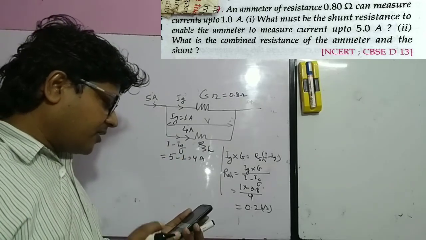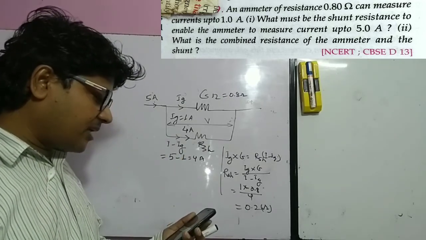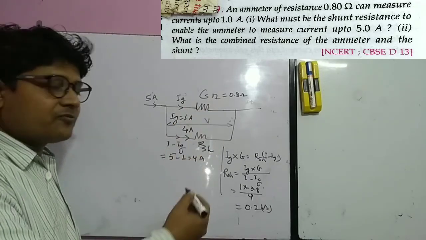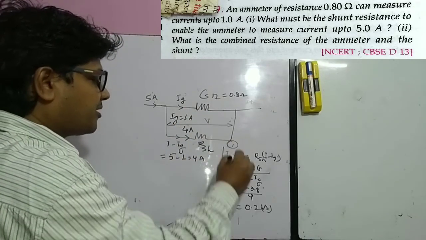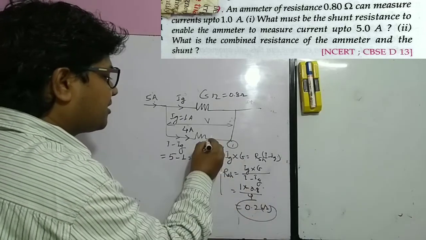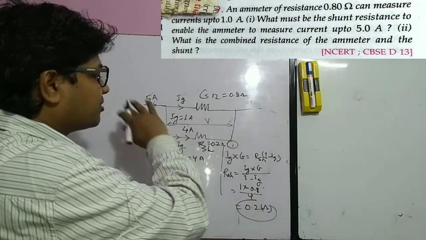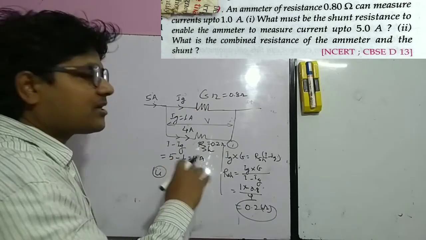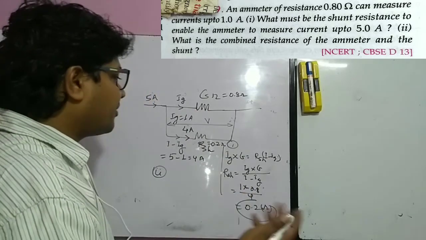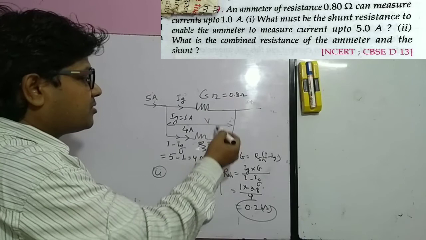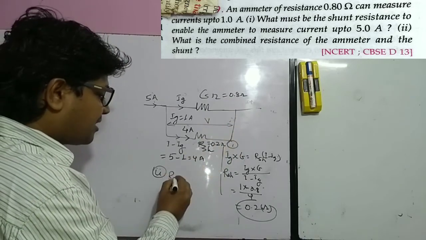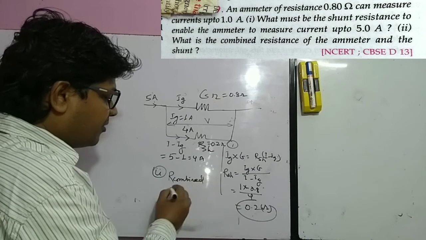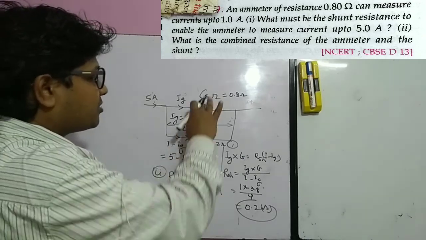Now what is the combined resistance of the ammeter and the shunt? Now we have to find out the combined resistance. So the first part is over: we have to connect a shunt resistance of 0.2 ohm so that it can read up to 5 ampere. Now the second part is, what is the combined resistance? These two are in parallel. Let the combined resistance be R combined.